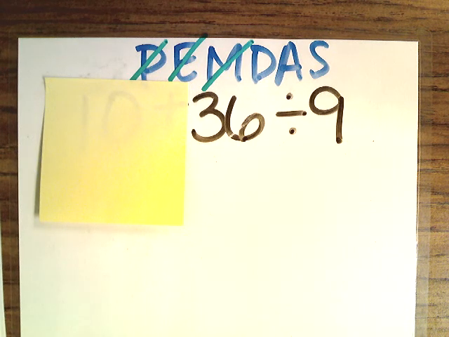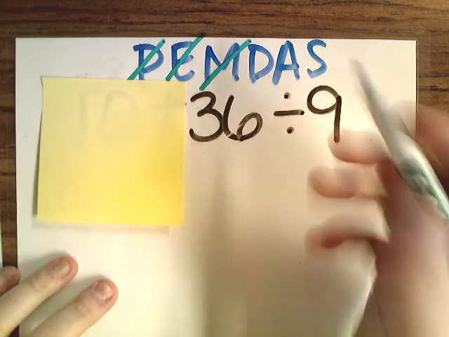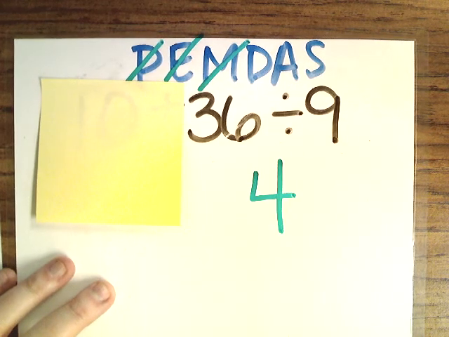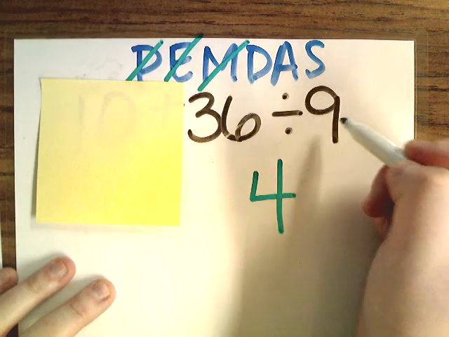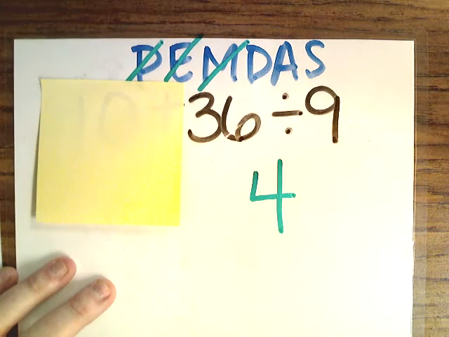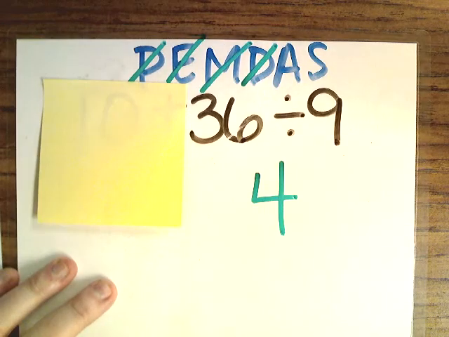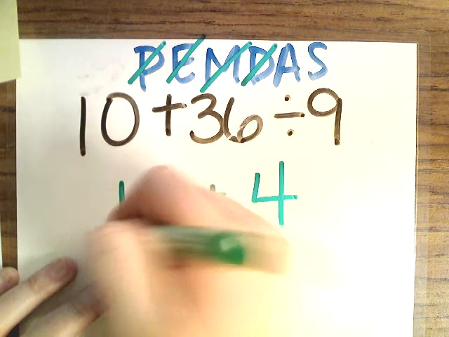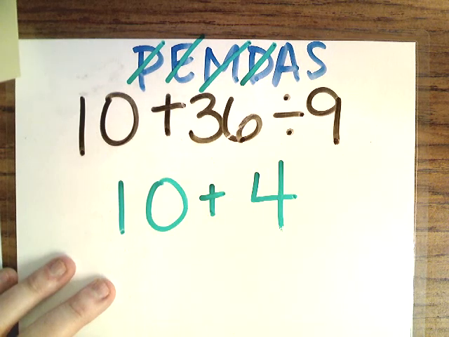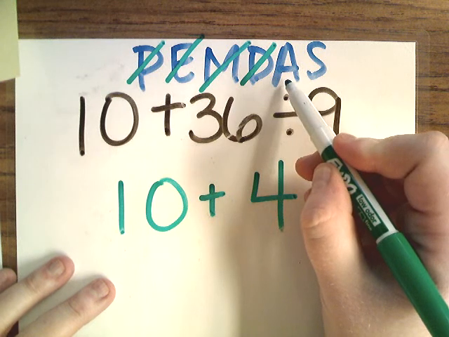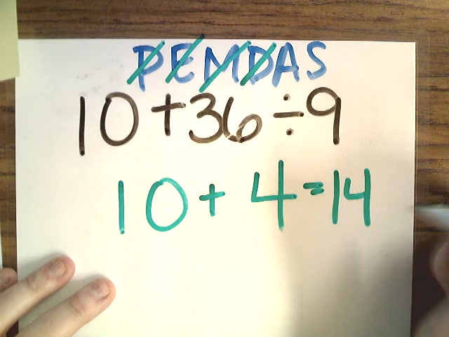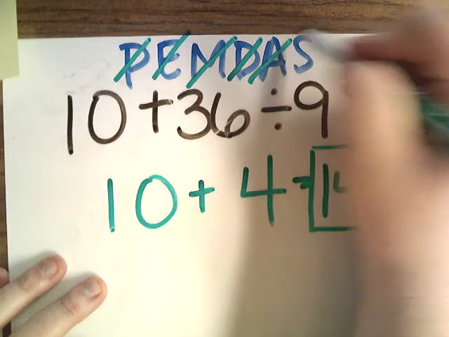Okay, you should have paused that video. 36 divided by 9, 9 fits into 36 four times. Okay, four times because 9 times 4 is 36. So we've now solved our division, so we're going to cross that out. Well, we can't forget about this guy over here. We have to add on that 10. Now we go to our A for addition. 10 plus 4 is 14. So our answer is 14.